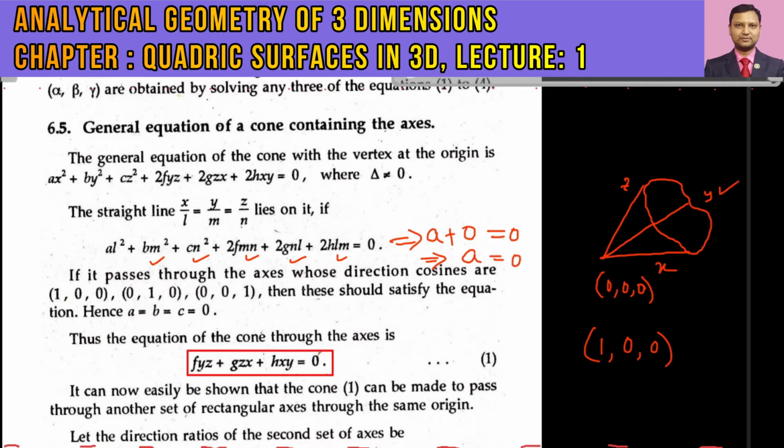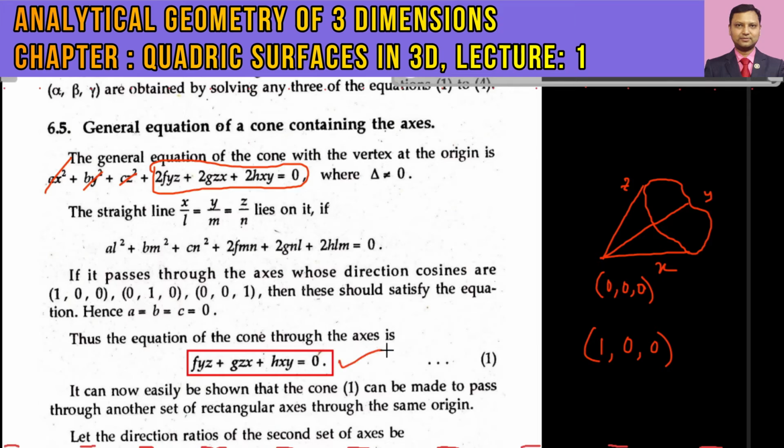Similarly, if you consider the y-axis, you will be able to prove that b is equal to 0. If you consider the z-axis as the generator, you will be able to prove that c is equal to 0. So that's why they have directly written that a is equal to b is equal to c is equal to 0. Therefore, if a, b, and c are equal to 0, we can omit these three terms, and this would be the equation of a cone passing through the axes, or in which the three coordinate axes are the generators.